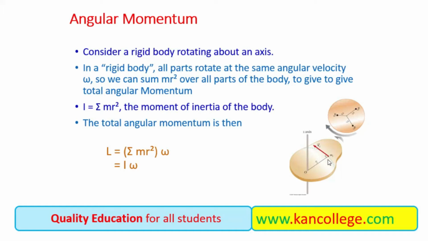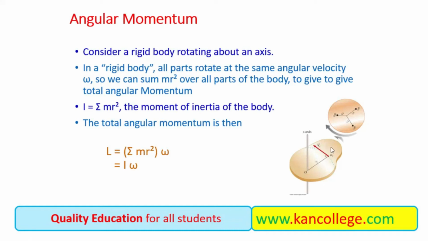The angular momentum of the first part will be m1 r1 square omega, and similarly the angular momentum of the second part will be m2 r2 square into omega, and similarly for the third part the angular momentum will be m3 r3 square into omega, and so on. For the last part, there will be the angular momentum of value mn rn square into omega.